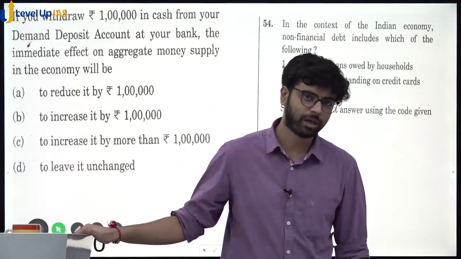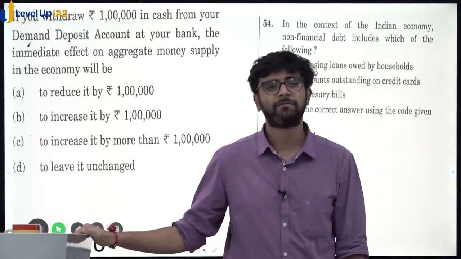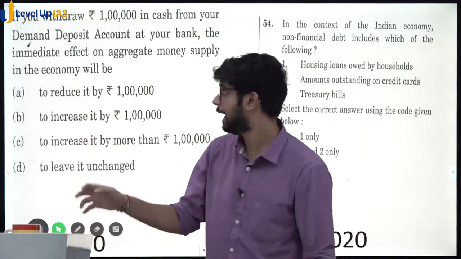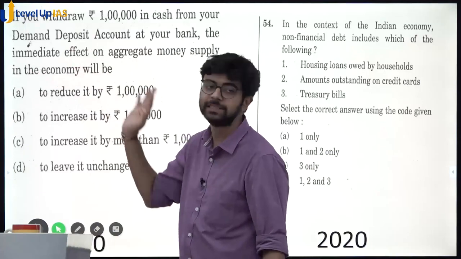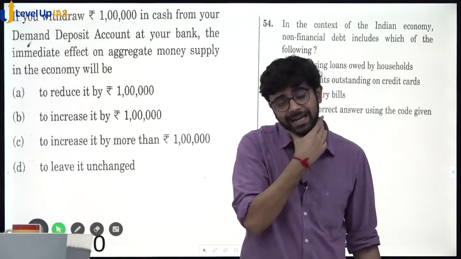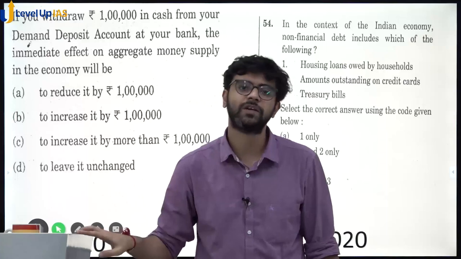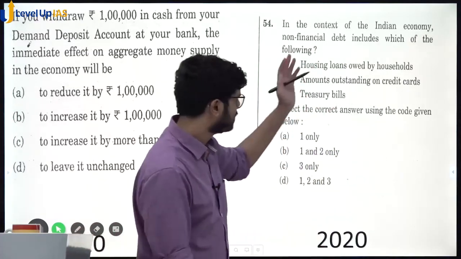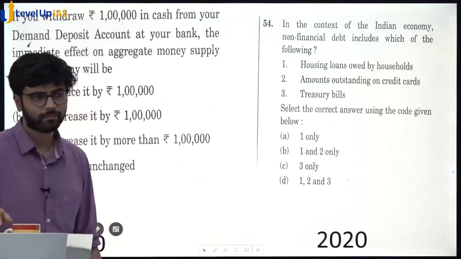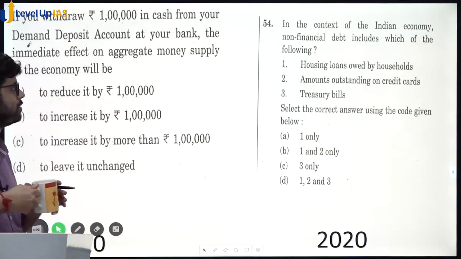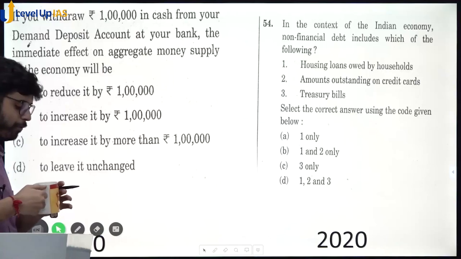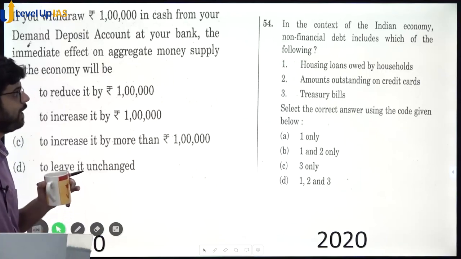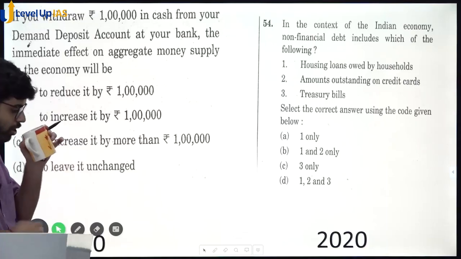UPSC answer key has not come yet. There might be a 1% probability that UPSC will give some different answer using some different logic. But I am still hanging on the word immediate effect. Okay, might be a 1% chance if it gives a different answer. We'll discuss it later when the answer key comes. It will come around. See this. I hope you are able to know the words at least. What is debt? Right? Treasury bills they are asking.